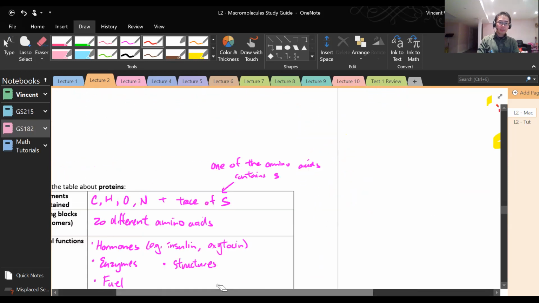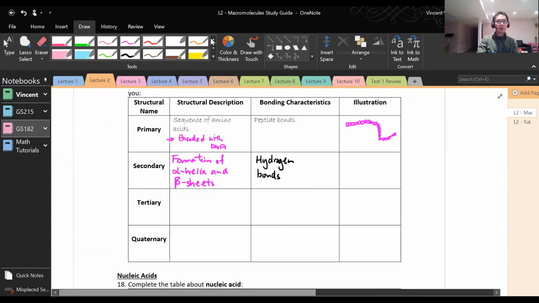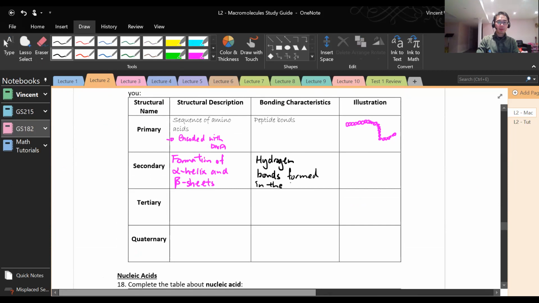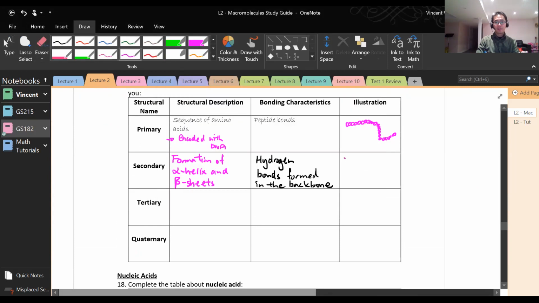So back to the chart. Hydrogen bonds formed in the backbone. Backbone. Okay. And illustration, what does it look like? Well, this chain is going to form into the helix, and maybe the zigzag pleated sheets. These are just like chicken scratch diagrams, right? For professional diagrams, please look at the PowerPoint slides.